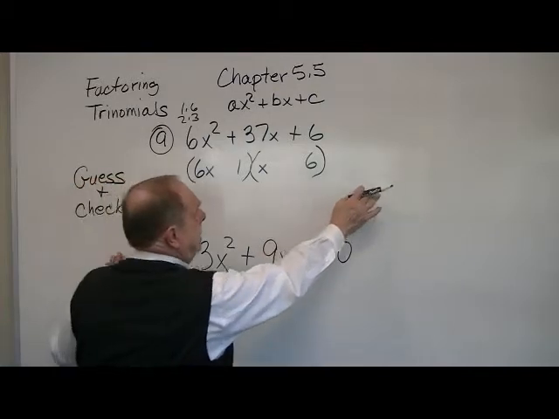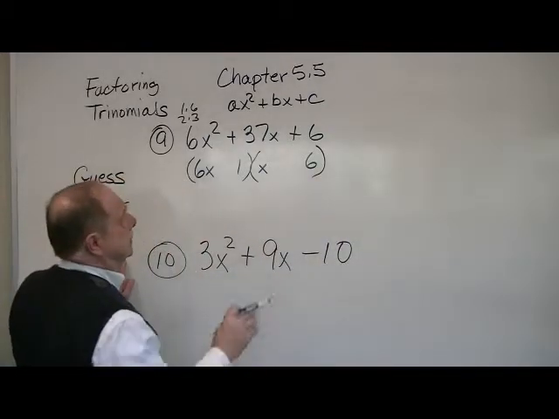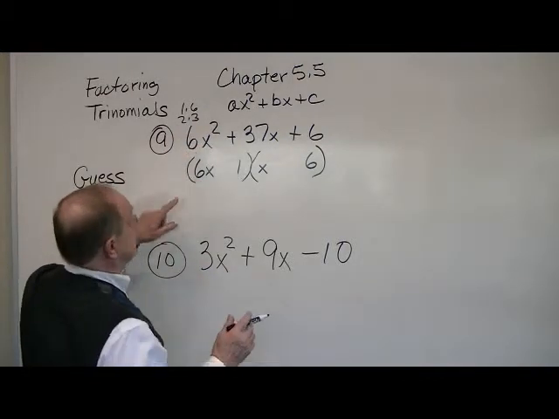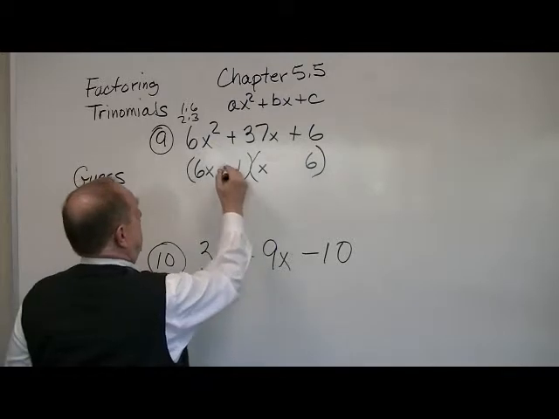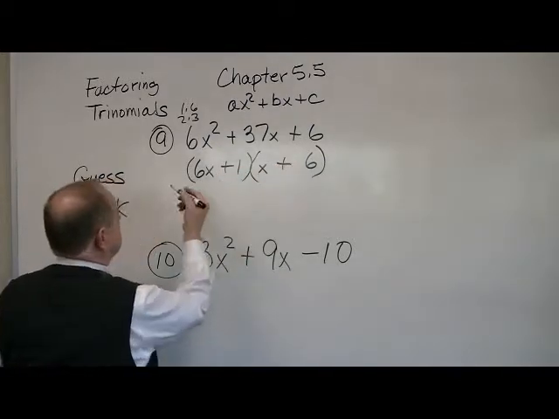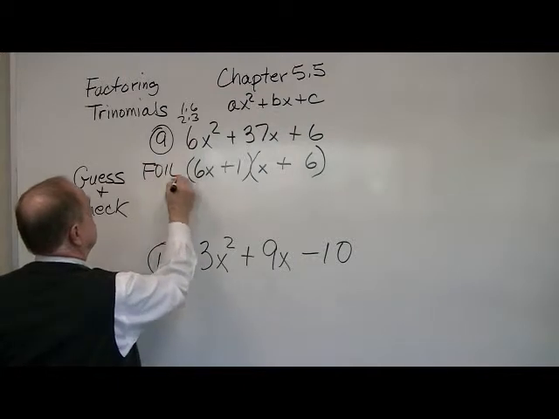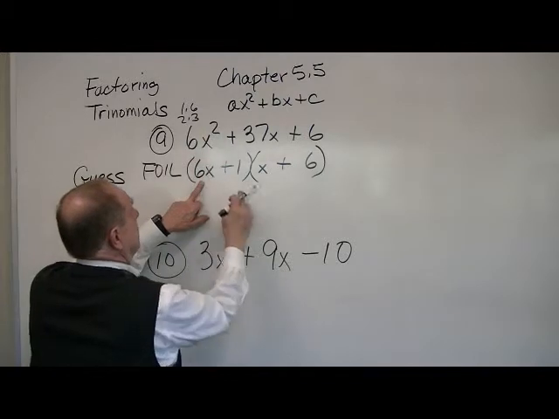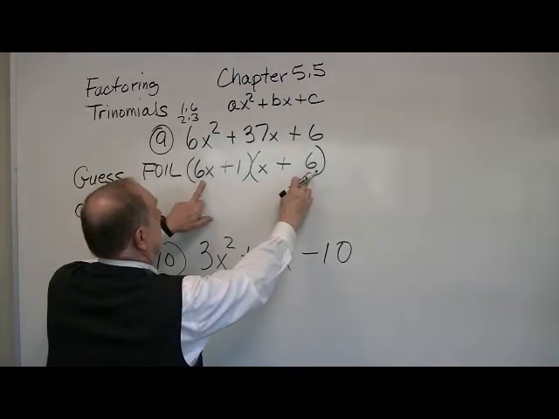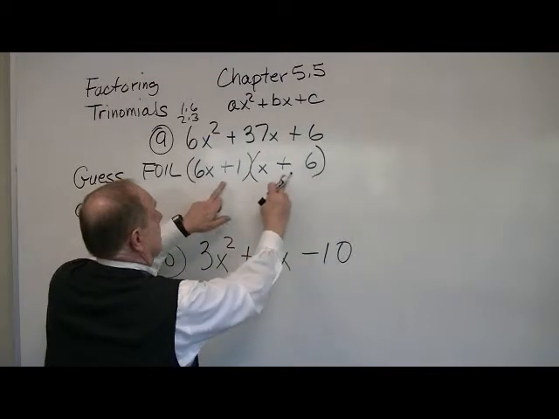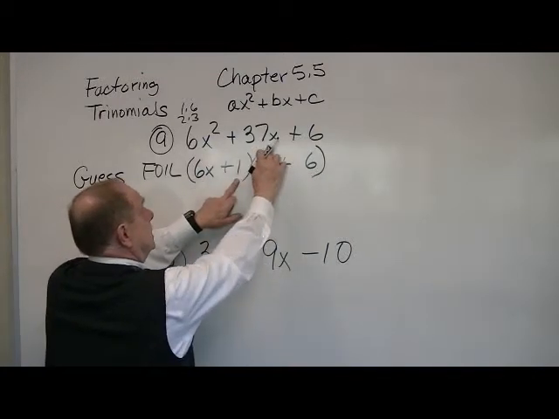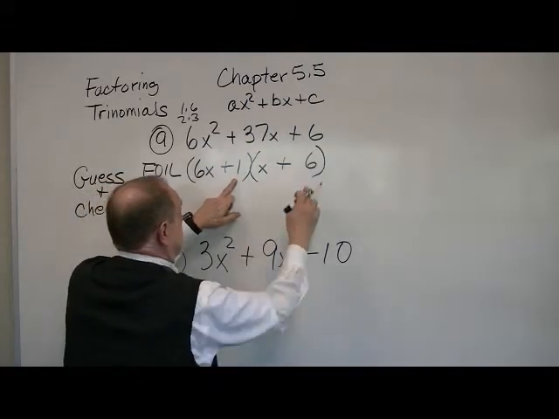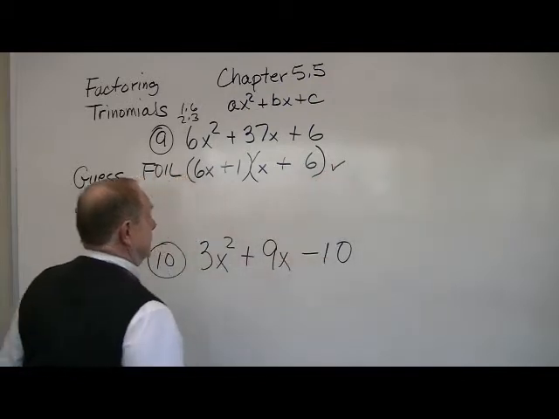I don't see how that is going to work for this type of problem, perhaps when A is not a 1. So this is what we have. And we still check it by the FOIL. So 6x times x, 6x squared. My outers are a positive 36. My inners a 1. It adds up to 37. And then 1 times 6 is 6. So this checks.